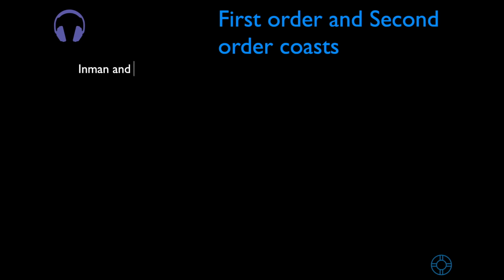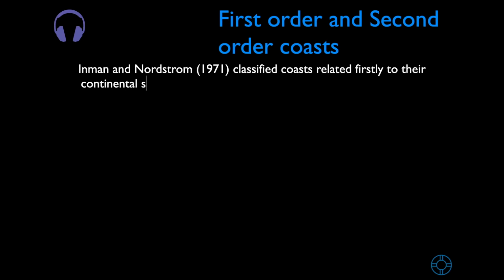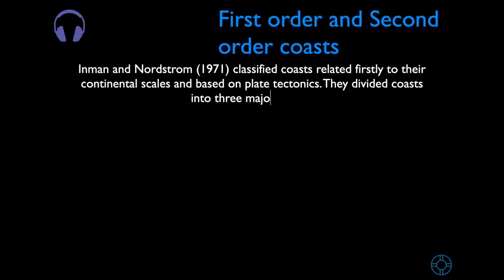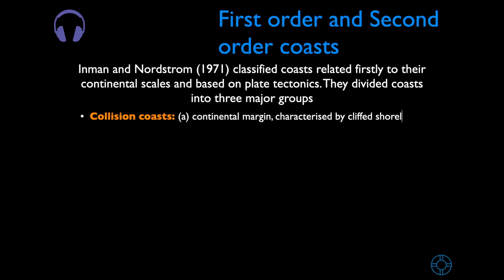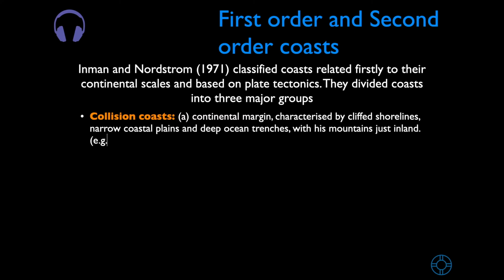Professor Inman and Professor Nordstrom, 1971, classified coasts related firstly to their continental scales and based on plate tectonics. They divided coasts into three major groups. First group are collision coasts. A. Continental margin, characterized by cliffed shorelines, narrow coastal plains, and deep ocean trenches, with high mountains just inland. Example: Chilean coast, Californian coast.